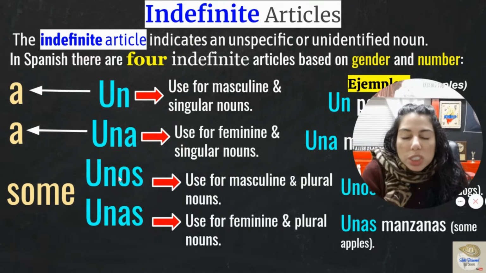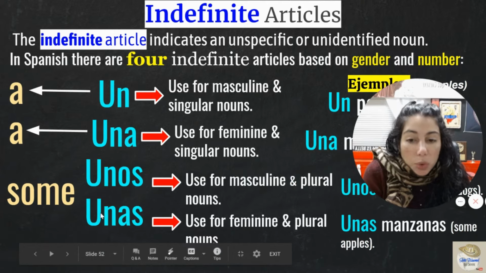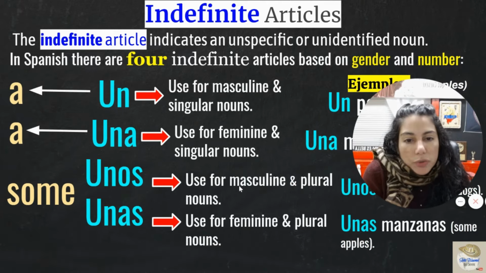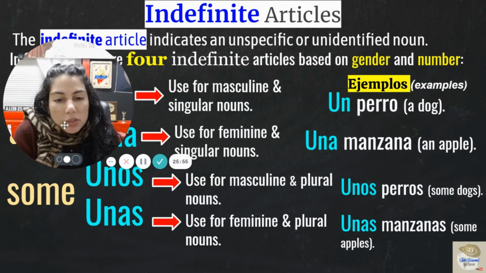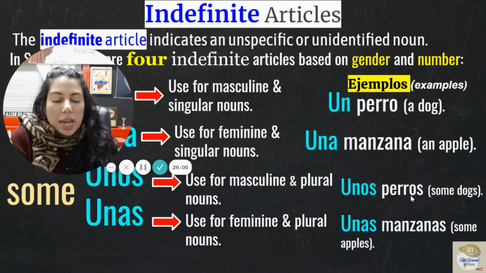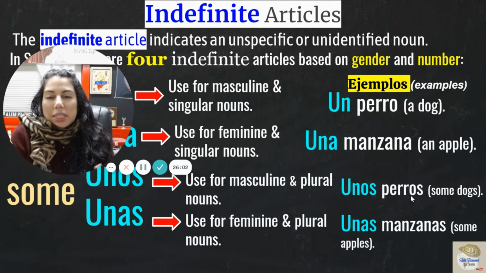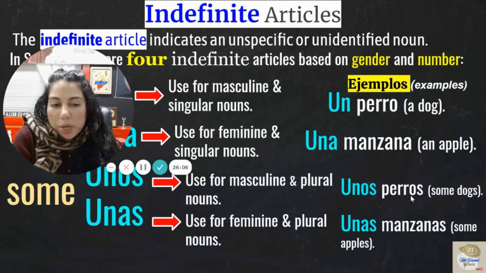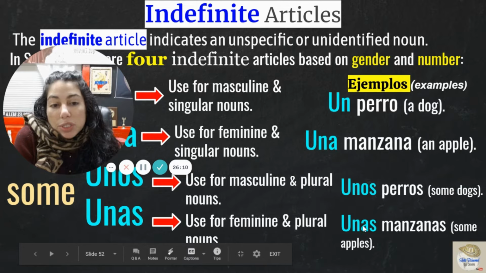Use unos, which means some, and unas also means some. So use unos for masculine and plural nouns. So like if I say unos perros, some dogs, right? Unos perros, that's indefinite. Like I don't know the exact number. It's just unos perros, some dogs. And then again, you would do the same, but you would say unas if the noun is feminine.